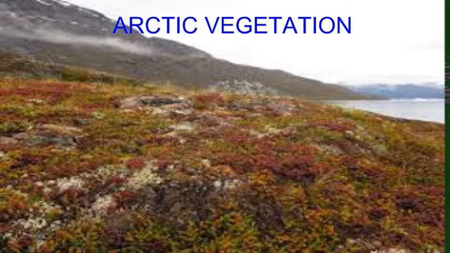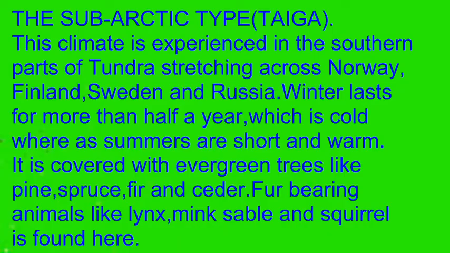Now, the second type of climate experienced in Europe is the subarctic type or the taiga type. This climate is experienced in the southern part of the tundra, stretching across Norway, Finland, Sweden, and Russia. So it is found in the lower region below the tundra, or the Arctic region. That is the taiga type or the subarctic type. It's found in the southern parts of Norway, Finland, Sweden, and Russia.